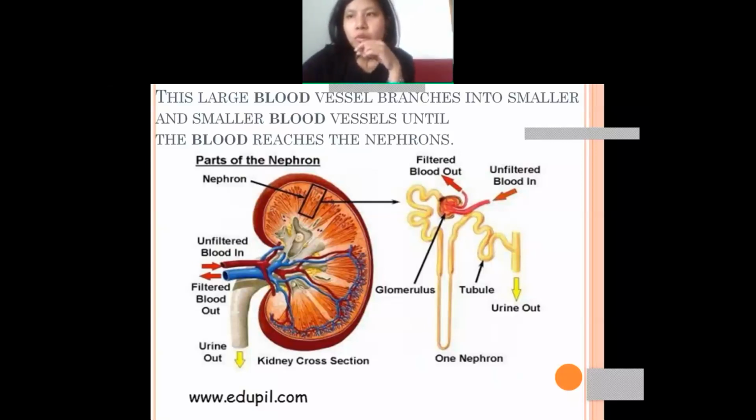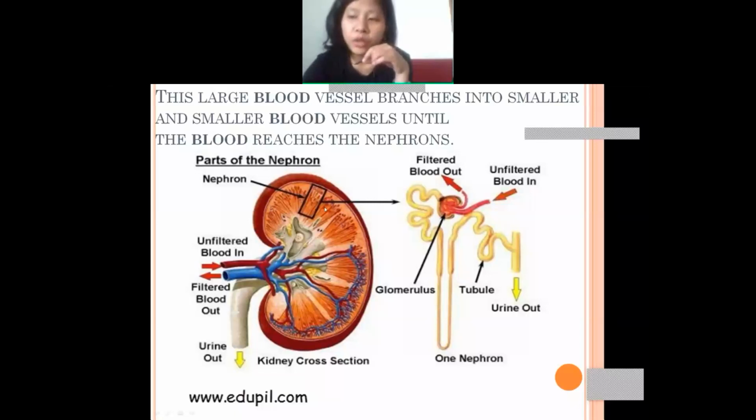Understand? So they will all go and reach towards the nephrons. Understand? Means they all are united together, you can say. They all are united together, and they will go and reach the nephrons so that they will be able to do their function properly. Is it clear till here?